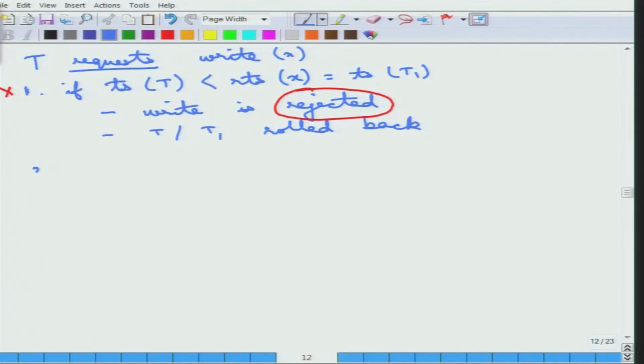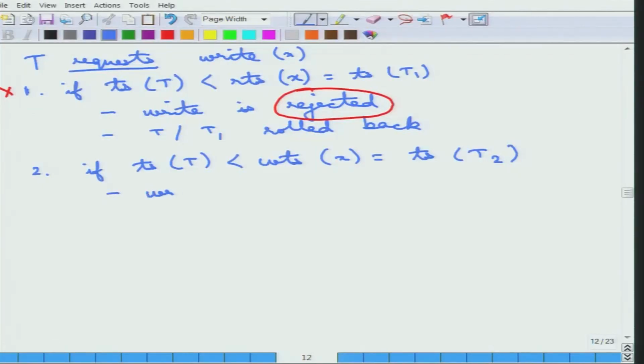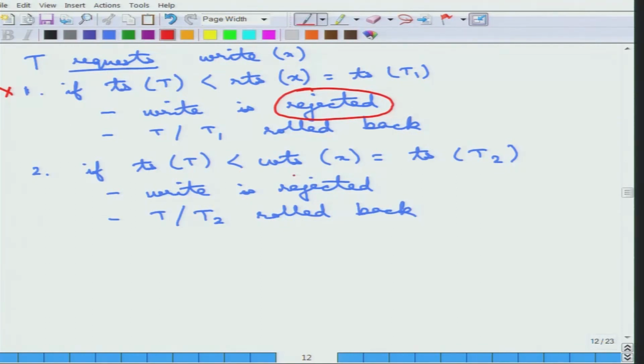Okay. The second case is if the timestamp of T is less than the write timestamp of X, let us say this is the timestamp for T2. Again the problem is that T should have written before T2, because the timestamp of T is lesser than the timestamp of T2. So the write to X by T should have happened before the write of X by T2. So this write is again rejected. It is a write-write conflict, while the previous one was a read-write conflict. So this is rejected, and then T or T2 is rolled back. This operation does not go through.